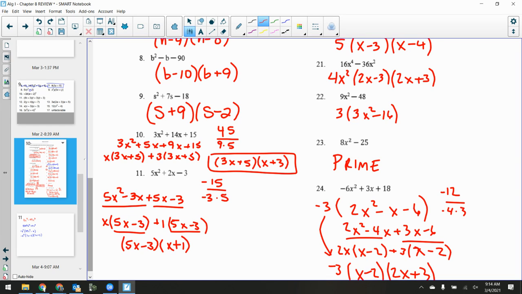And then 19 over here, we got 4x squared y minus 36y. We pull out a 4y. Now that leaves me with an x squared minus 9. So that's a minus 3, plus 3. Both perfect squares, and it's a minus.